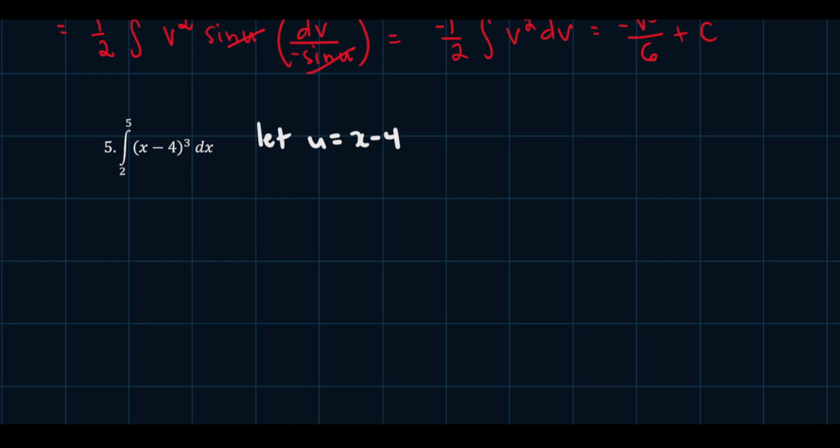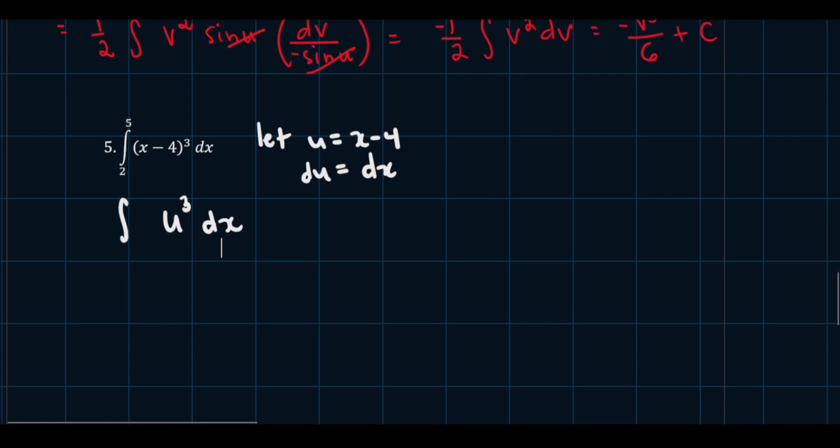This would mean that our integral will be reduced to u cubed, and then du is equal to 1 times dx. I noticed that I did not intentionally write the limits of integration, because they will change since we are now in terms of u. Oops, sorry, I made an error here. This should be du, not dx.